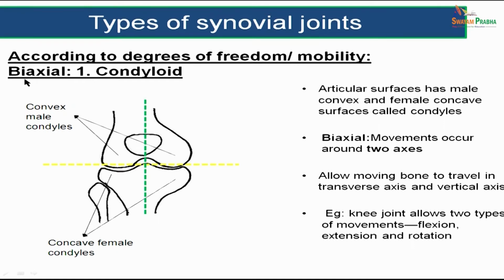Then we come to biaxial, or when there are two axes. The first variety is called condyloid joint. Now, in condyloid joint, the articular surfaces have got a male convex surface, a female concave surface, which are called condyles, and the movement occurs around two axes. So, we can see one axis and we can see another axis. So, the movement occurs along a transverse axis and a vertical axis. Examples of such joints are the knee joints, which allows two types of movements: flexion and extension in one and rotation in the other axis.